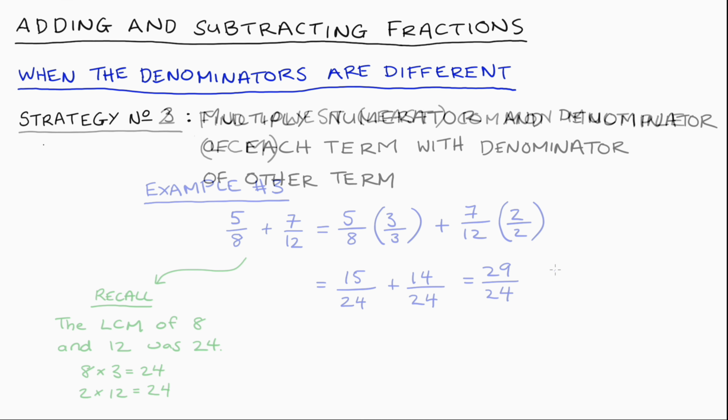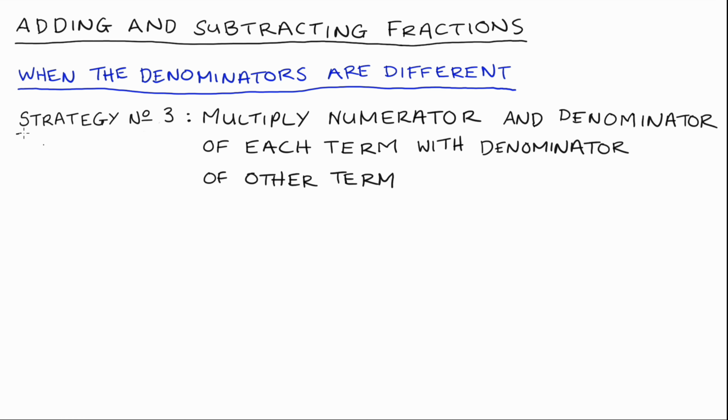Now, the third strategy is to multiply the numerator and denominator of each of our fractions, so each of our terms, by the denominator of the other fraction, the other term, if that makes sense.